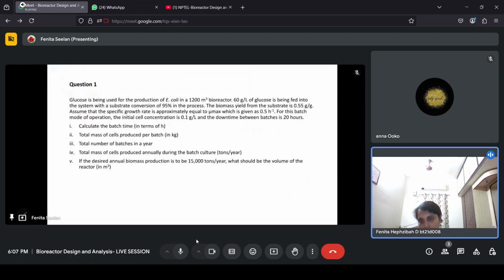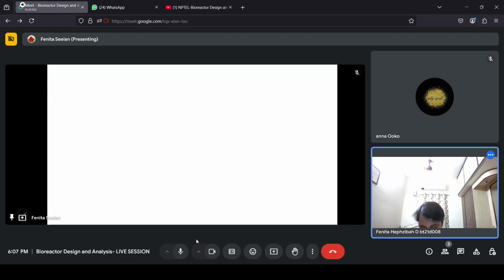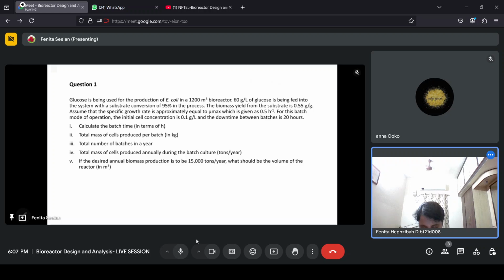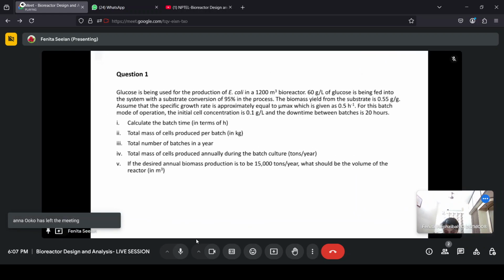So the first problem is glucose is being used for the production of E. coli in a 1200 meter cube bioreactor, and 60 gram per liter of glucose is being fed into the system with a substrate conversion of 95% in the process. The biomass yield from the substrate is 0.55 gram per gram. Assume that the specific growth rate is approximately equal to mu max, which is given as 0.5 per hour.